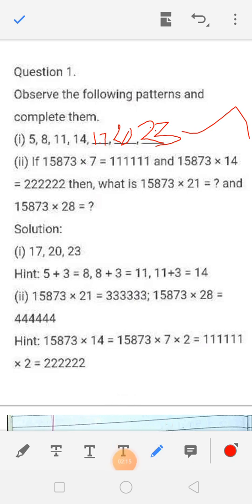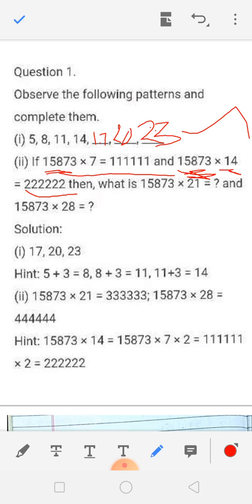If this number, 15,873, is multiplied by 7, your answer will be 111111. There are six ones. Okay, and then they also give the same number, 15873, which is multiplied by 14. The answer will be 222222. There are six twos.